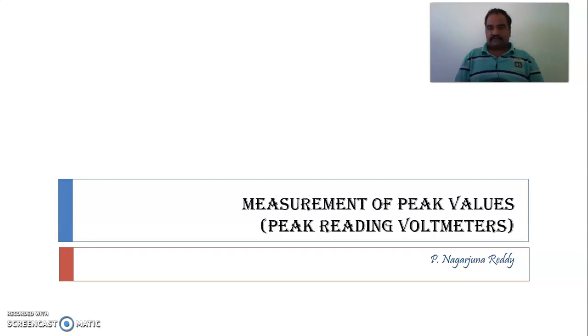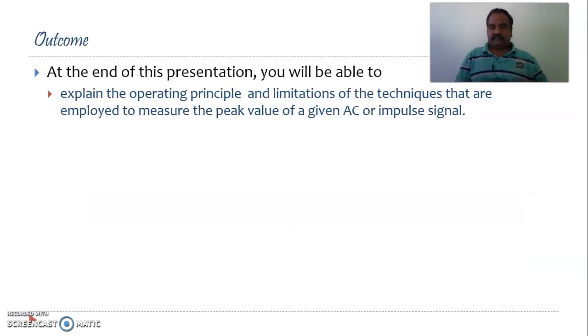Today's topic is measurement of peak values of a given AC or impulse signal. By the end of this video lecture, you will be able to explain the operating principle and the limitations of the different techniques that are employed to measure the peak values of a given AC or impulse signal.